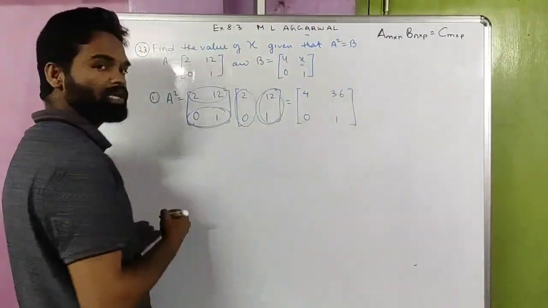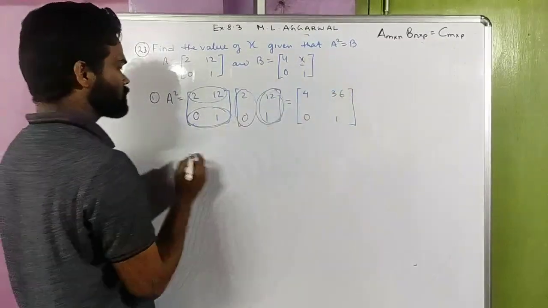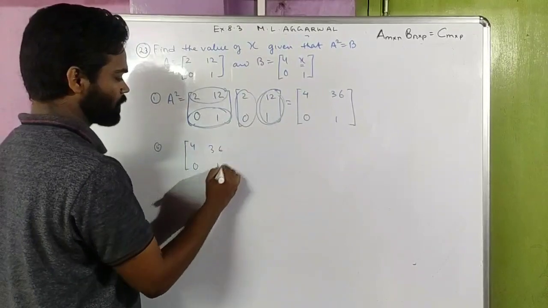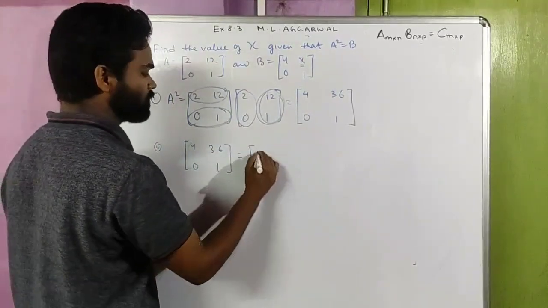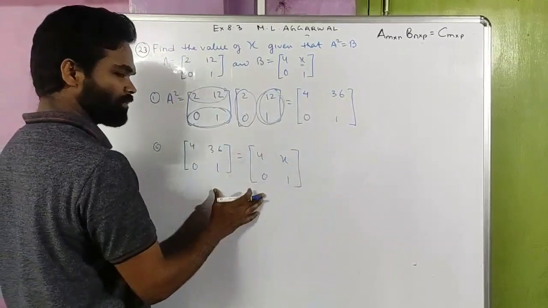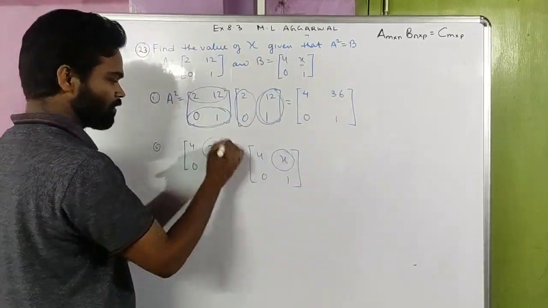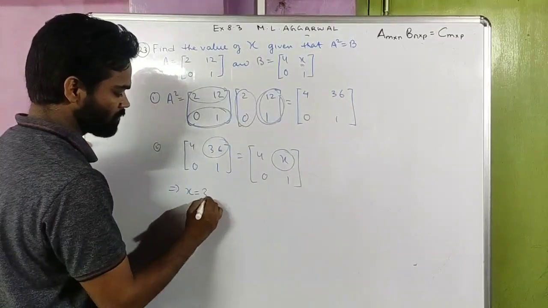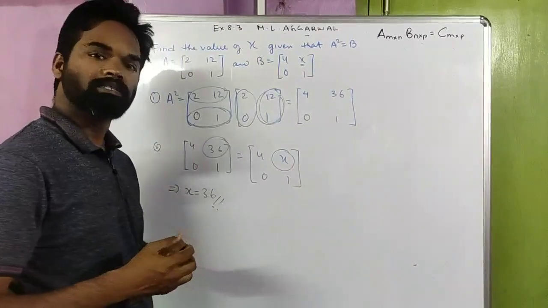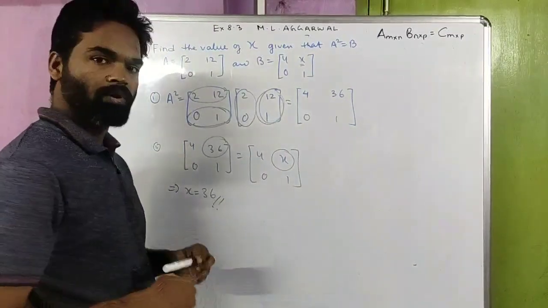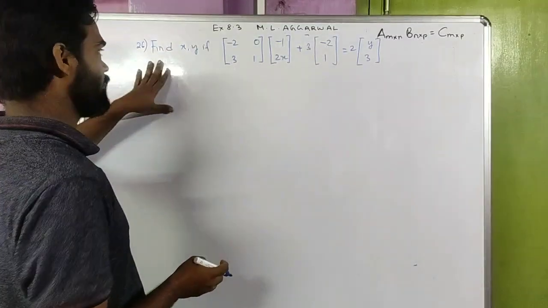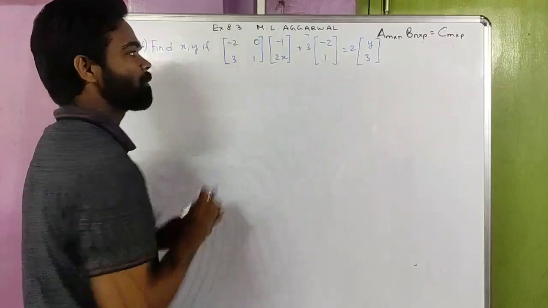So we got a square. A square is equal to b. So can I say a square is equal to b? If you look carefully, these two matrices are equal, which means x will be equal to 36. Done. So x is 36 in this case. Now we look at the next sum. Now look at sum number 26. They have told find xy and they have given this.